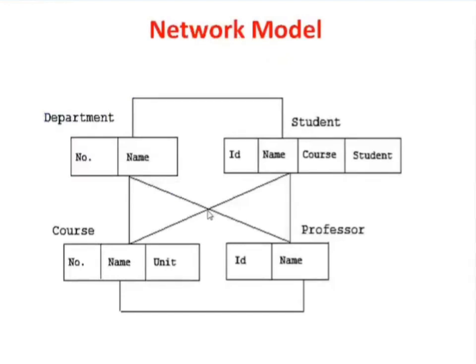The next type of model is the network model. It is powerful compared to the previous model, but looks very complicated. See here, it is not one to many, it is many to many. From here, you can go to this, or to this, or to this. And to this, you can come from any other table as well. So it looks like a many-to-many relationship, not like a tree. It looks like a graph. In the data structure chapter, we have learned about graphs as well. You will have many-to-many relationships.